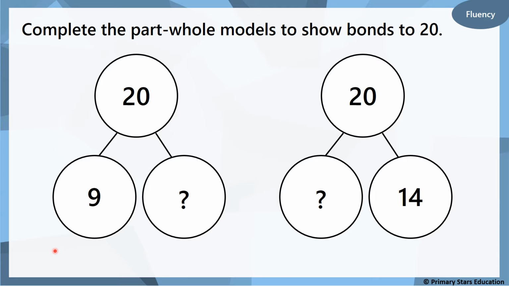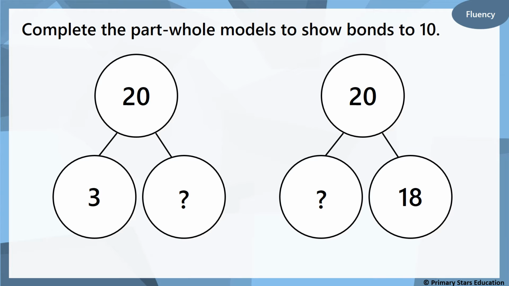So 9 and 11. Hopefully you got that right and you remembered to use 9 and 1 makes 10. So it must be 9 and 11 that makes 20 because we need another group of 10, don't we? Okay, and what about this one? What adds to 14 to make 20? It's 6. Fantastic, great job.